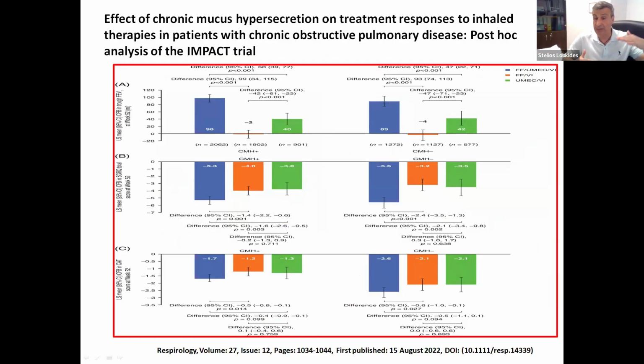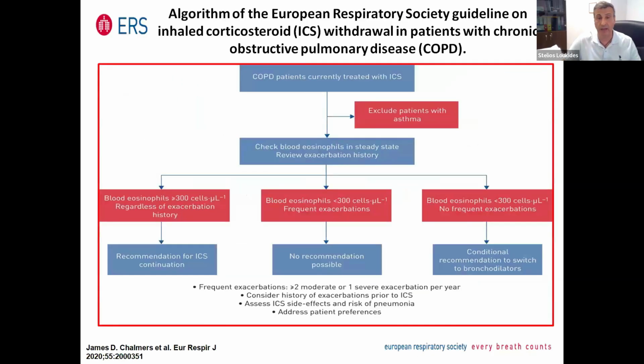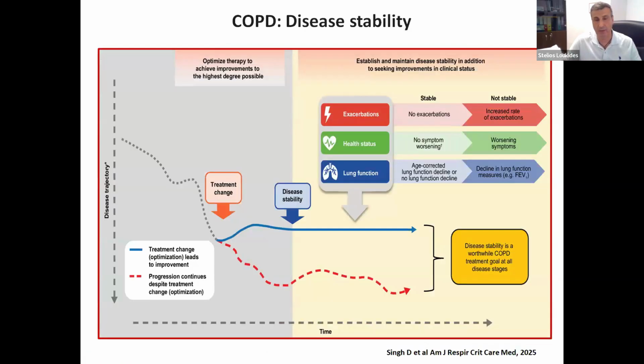So you can optimize the treatment by using different components coming from the inflammatory pattern. And also you can de-escalate the treatment by trying to reach the optimization by using treatable traits and by combining treatable traits like the blood eosinophils or the exacerbations. And this is actually the ERS guideline for inhaled corticosteroids withdrawal in patients with COPD. So this is my last slide.